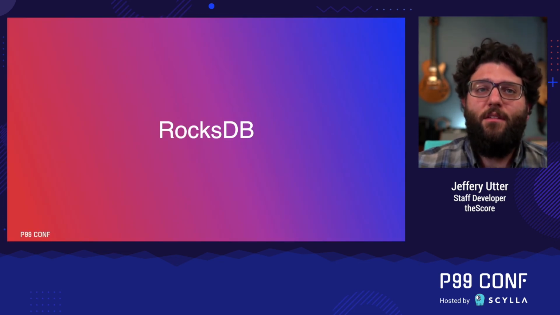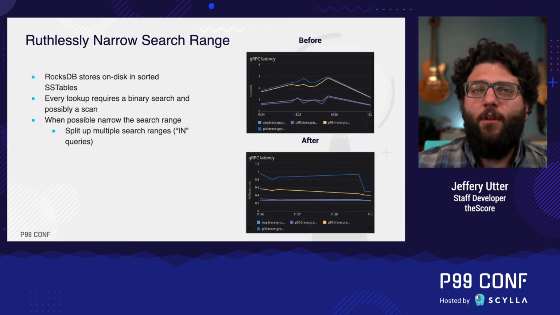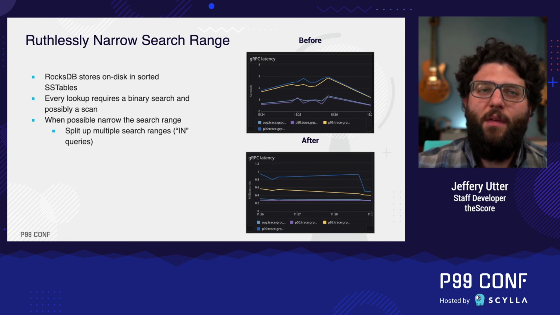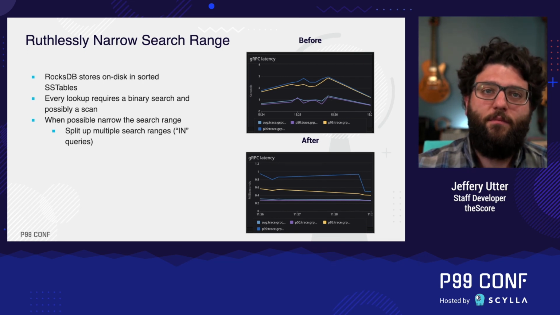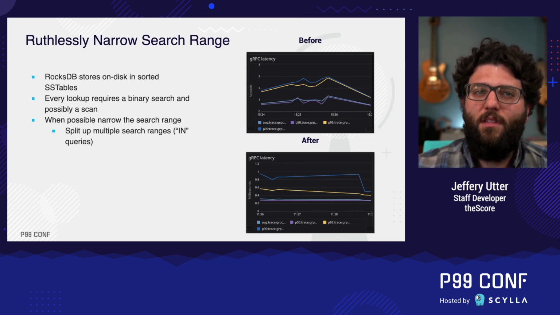RocksDB optimizations, potentially more interesting. And what we've learned here is to ruthlessly narrow our search ranges. And by that, I mean, try to avoid scanning indexes as much as possible. Part of this may be Java specific, but we'll get into what the indexes actually look like and how that works. In this case, we're handling IN queries.